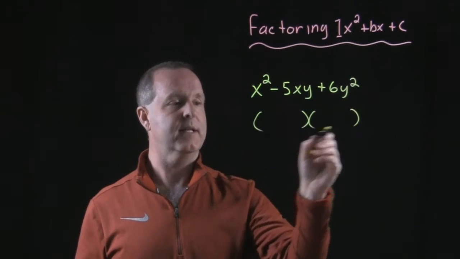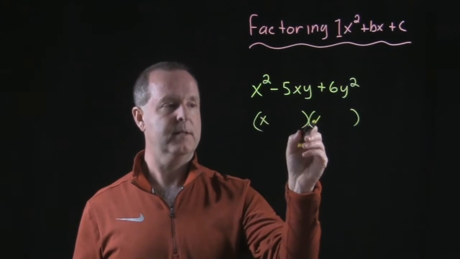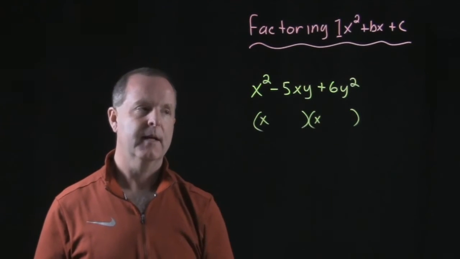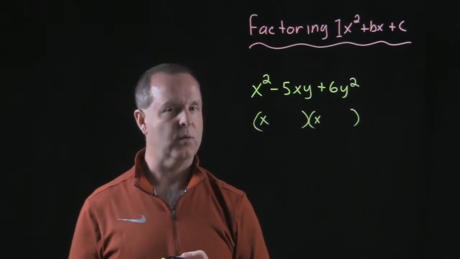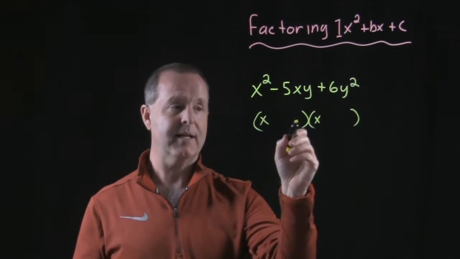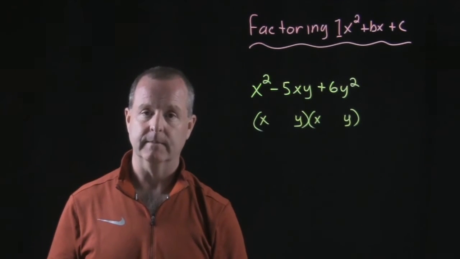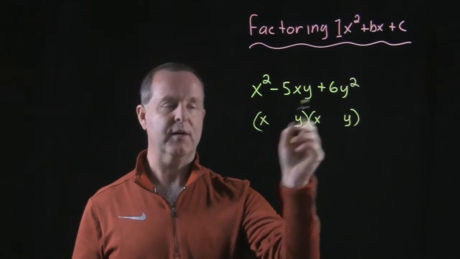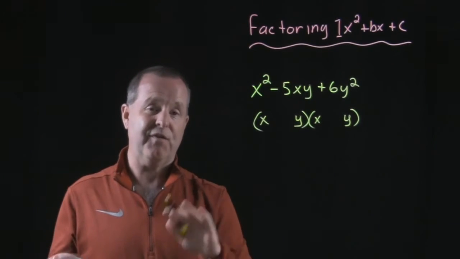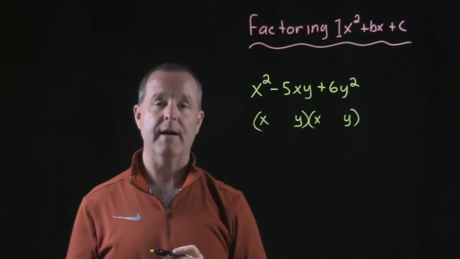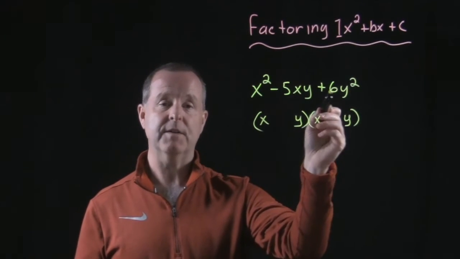brackets or two parentheses. First times first has to be x's. Now the last one, notice the last term has a y squared in it. So last times last, there has to be a y in the last terms. However, we don't know what the coefficients are. So let's just think through now as if the y's were not there. What are all the factors that make a 6?